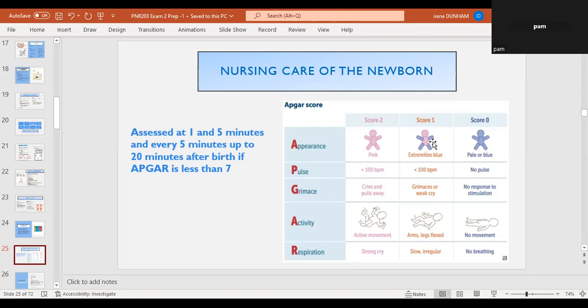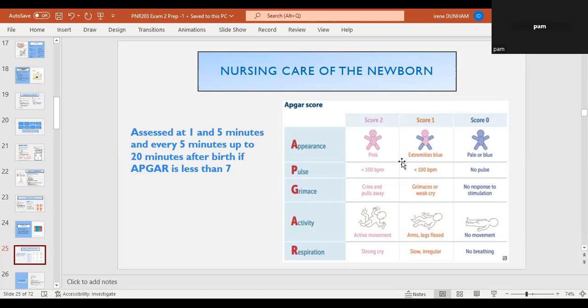That's called acrocyanosis. Okay. Now, if the baby comes out and looks like this, this is blue or pale. A lot of times they will use that descriptor, pale. That's a score of 0, all right? Because this baby is not circulating like it should. The blood's not circulating like it should. So there could be something going on with this baby.